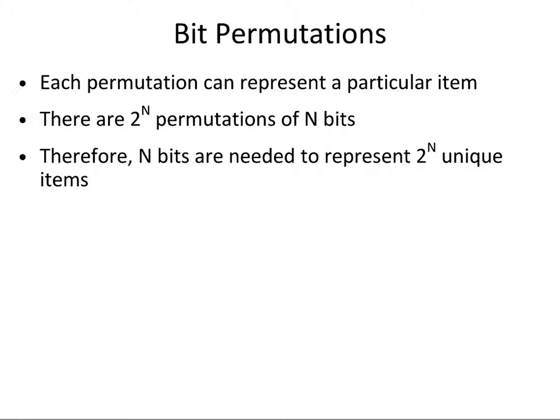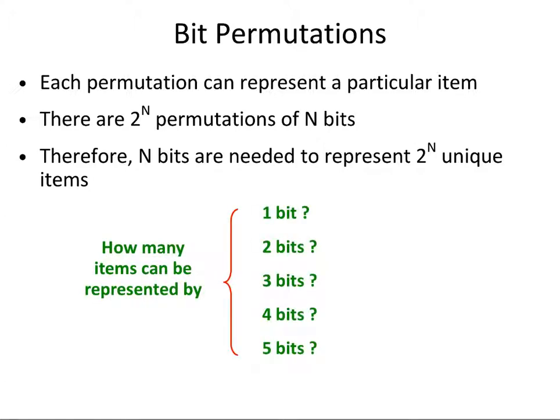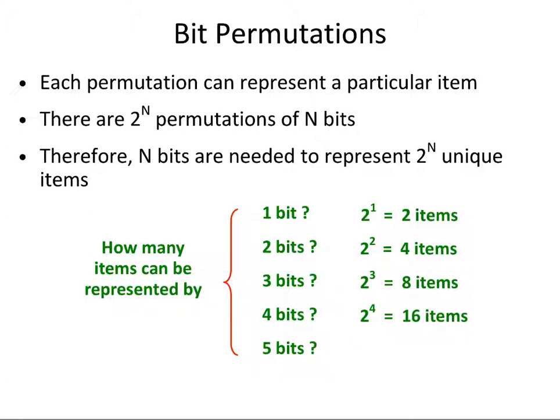Well, each permutation can represent a particular item. There are 2 to the n permutations of n bits. Therefore, n bits are needed to represent 2 to the n unique items. So for example, if we've got 1 bit, we could represent 2 items. 2 bits, 4 items. 3 bits, 8 items. 4 bits, 16 items. And if we have 5 bits, we can represent 32 items. So if I can move all 5 of my fingers independently, I can, in theory, encode 32 different things.